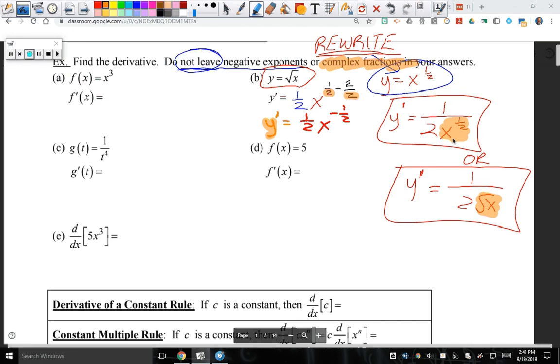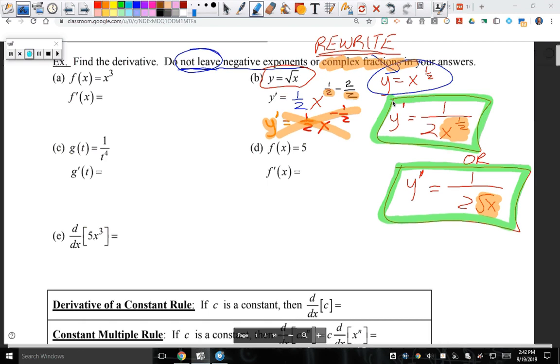You can leave a power of 1/2. Just make sure that there are no negative powers in your answers. You with me? So don't write it out like this one. Any one of these would be totally acceptable and full credit. And you'll see why as we go through and develop more and more. Okay, all right, here we go.